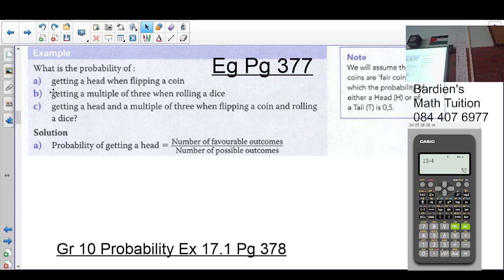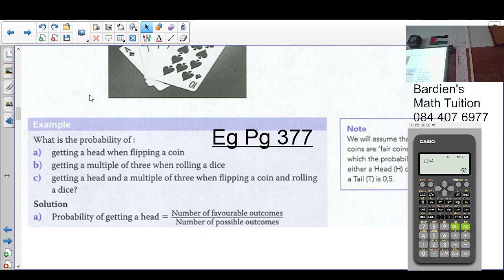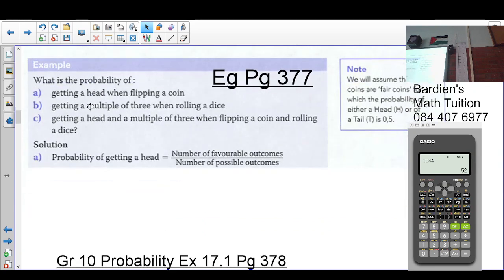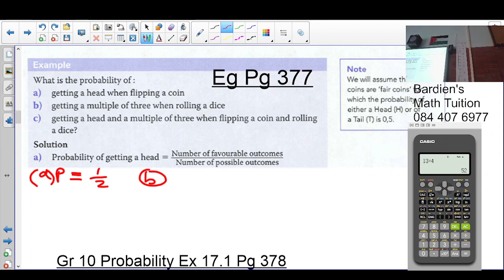So the question says, what's the probability of getting a heads when flipping a coin? Probability of getting a heads is number of favorable outcomes over number of possible outcomes, which is 1 over 2. So let's look at B. Getting a multiple of 3 when rolling a dice.